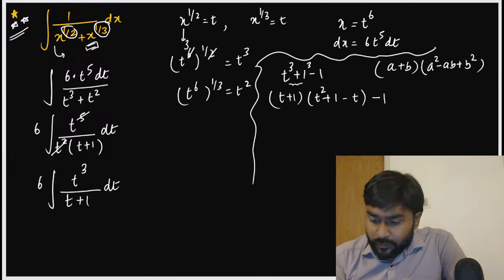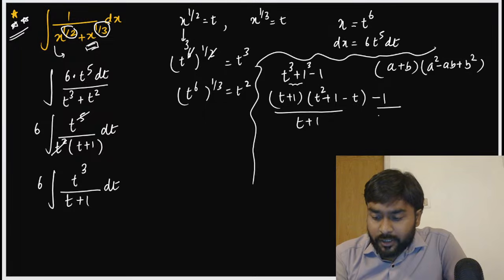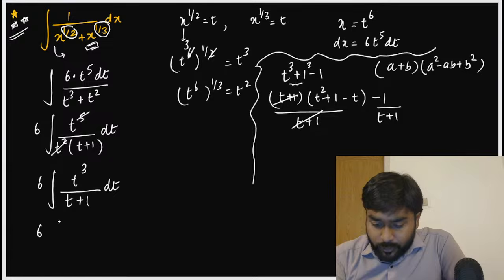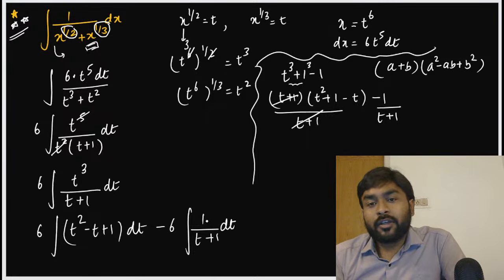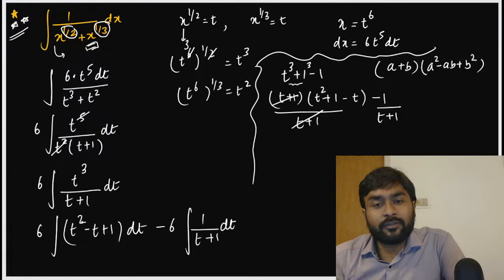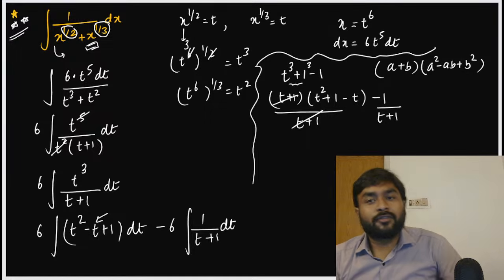So this whole thing you can write here. Here t plus 1 and here t plus 1, so this t plus 1 will cancel. Remaining is this: t square minus t plus 1 dt, then here minus 6 times 1 by t plus 1 dt. Now you can easily integrate. 1 by t is log t, and t square will be t power 3 by 3. This t is t square by 2. This one's integration is t. This will complete.